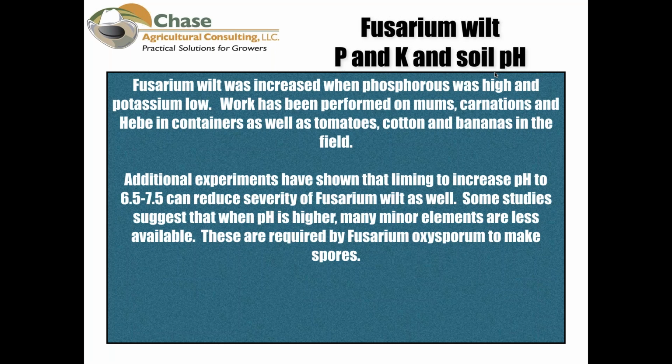Some of the studies also indicated that when the pH is higher, the minor elements that are less available are needed for the Fusarium to make spores. So in this case, you're interfering directly with the Fusarium's ability to reproduce by going to a higher pH, whether you use nitrate to avoid low pH or you actually use liming to buffer.